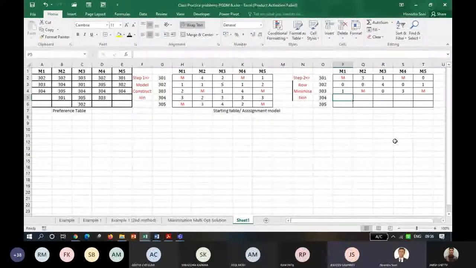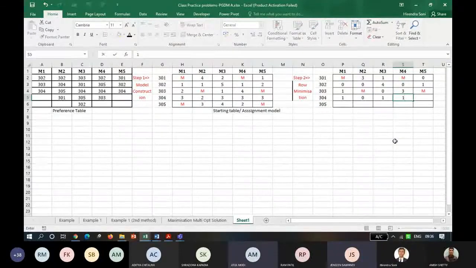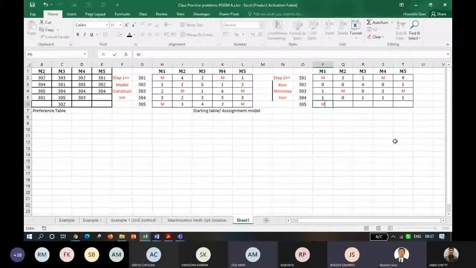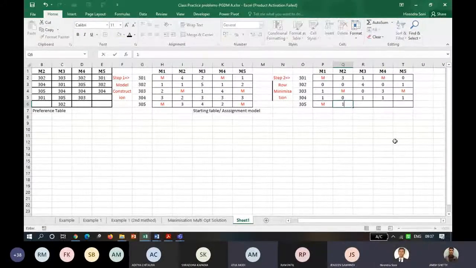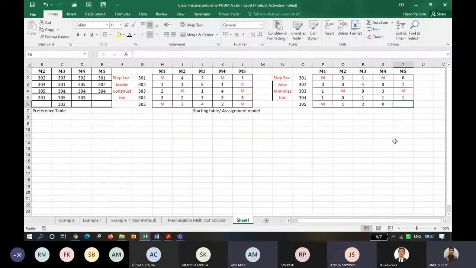What about here? Least value? 2. So 3 minus 2? 1. 2 minus 2? 0. 1 minus 1? 1. What is the least value in this row? 2. So M minus 2? M. 1, 2, 2, 0 and M.